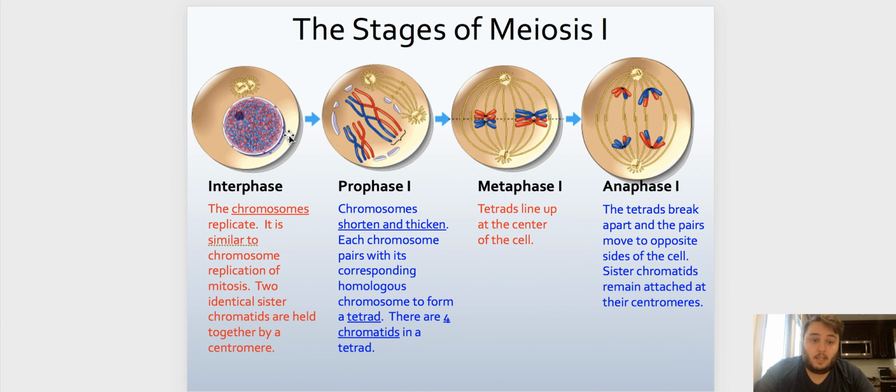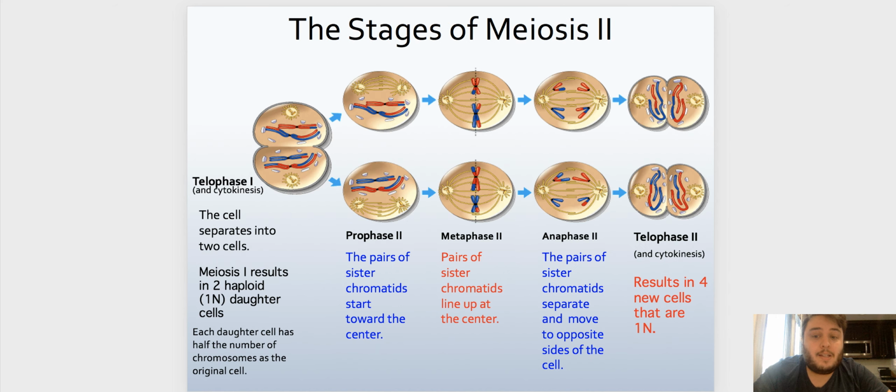You have meiosis 1, starting with interphase, replication of DNA. You have prophase 1, where the tetrads are formed. You have metaphase 1, the tetrads line up in the middle. You have anaphase 1, where the tetrads split and move to opposite sides of the cell. And then you have telophase 1 and cytokinesis, where what is this called? Do we all remember what this is called? The indent here? It's called the cleavage furrow, right? You have the cleavage furrow that forms, and you end up with a split. And now you have 2 distinct cells right here.